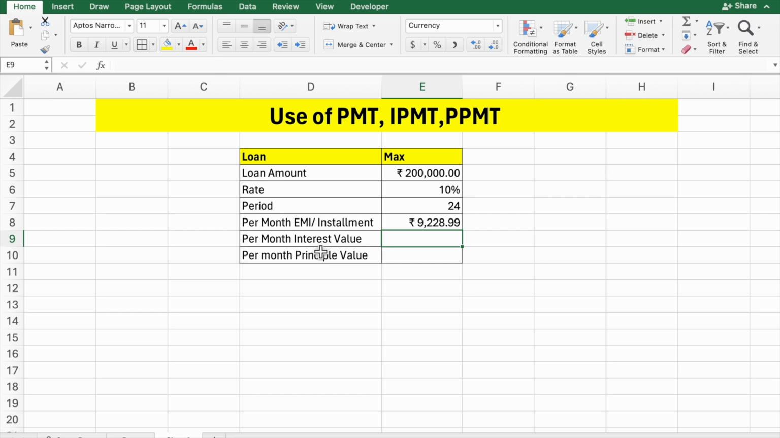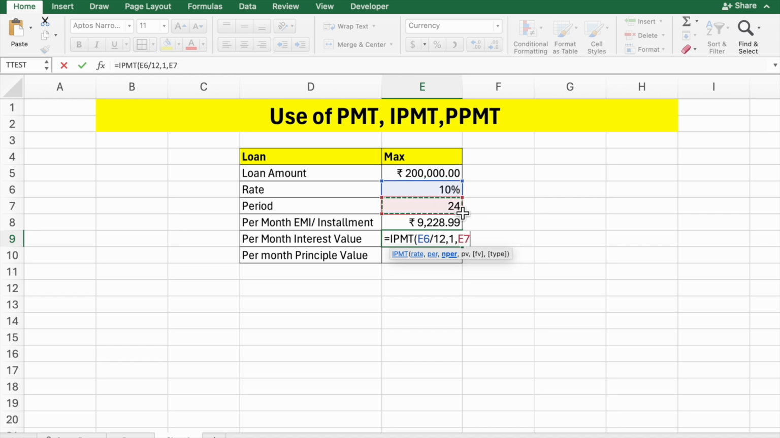Then here you will see the per month interest value, meaning how much interest he has to pay per month. Now we are going to find out how many rupees he is paying per month in EMI as interest value. For the interest value you have to use equals IPMT. IPMT formula. Okay, so select the rate and divide it by 12 because we are calculating in months. Then here you will see PER. As we are going to find the first month's EMI interest value, you just type 1.